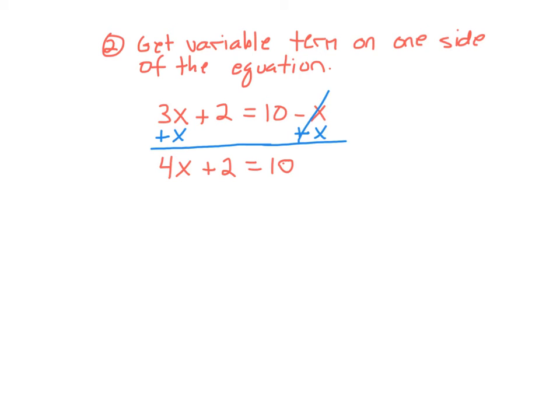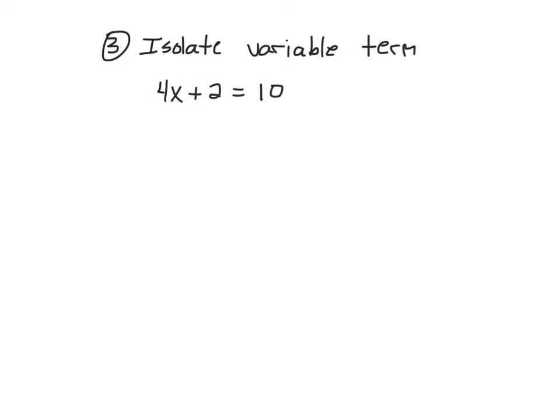That's step 2. Notice I started with a variable term here, a variable term here. When I'm done, I now have only one variable term on one side of the equation. I have completed step 2. That brings us to step 3, which tells us we isolate the variable term.